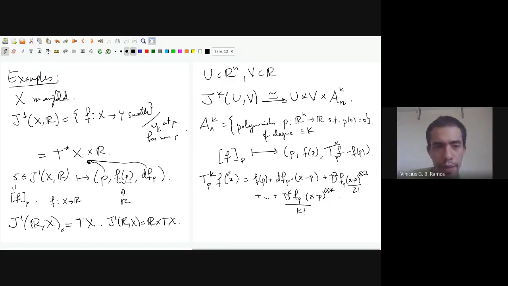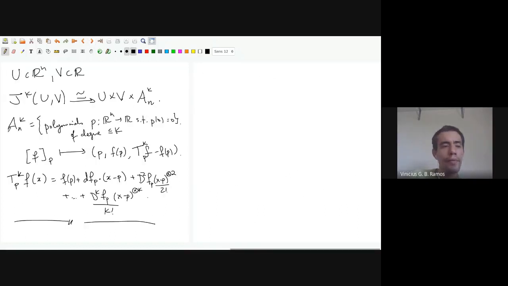All right, so I think that's the last example. And maybe it's not so hard to imagine that we can use this bijection here later to get charts on the jet space. But before that, let me just define a couple of maps.